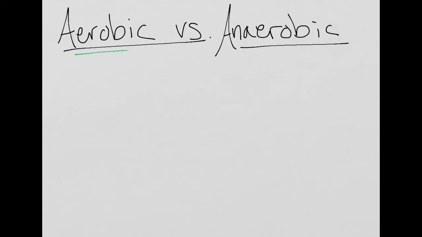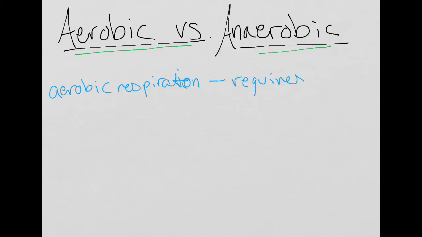In this video I'm going to talk about the difference between aerobic and anaerobic respiration in organisms. Aerobic respiration requires oxygen. And what actually happens in aerobic respiration is cellular respiration. So what we've been studying, cellular respiration, is aerobic respiration.